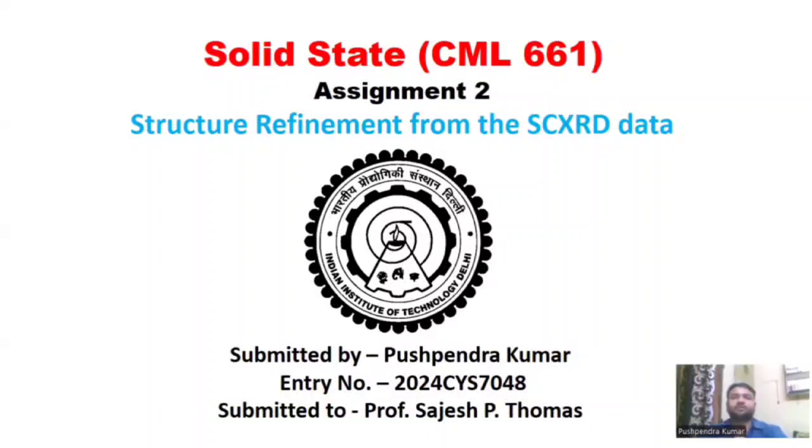In this assignment, our professor shared the single crystal data of three different compounds, and from this data we derived, or drew, the structures of the compounds, and we took the unit cell. We have also drawn the unit cell of these compounds.